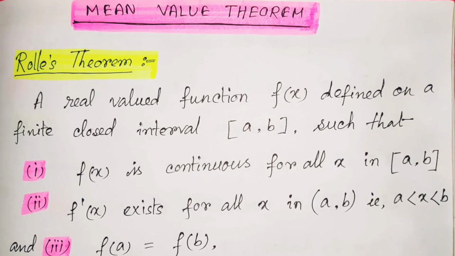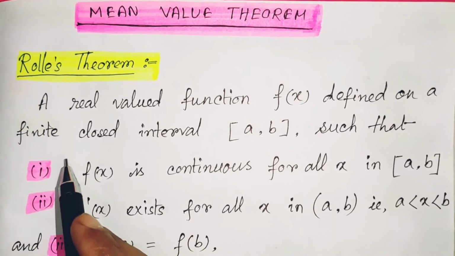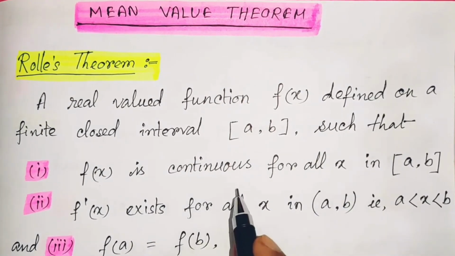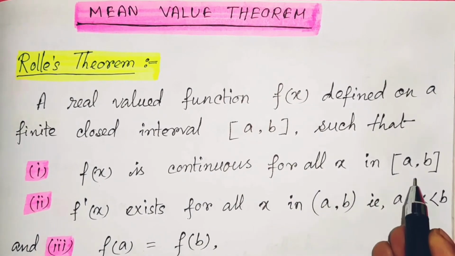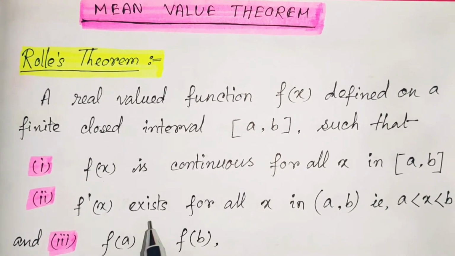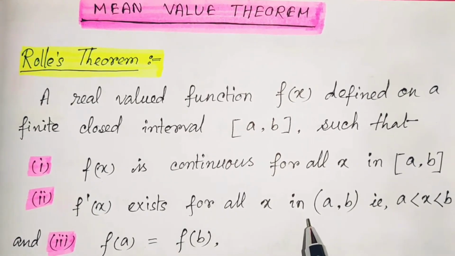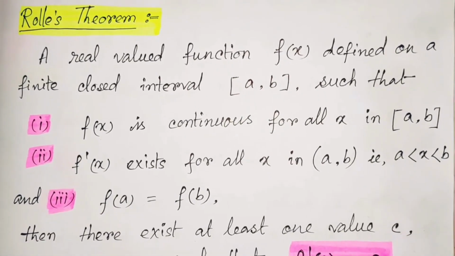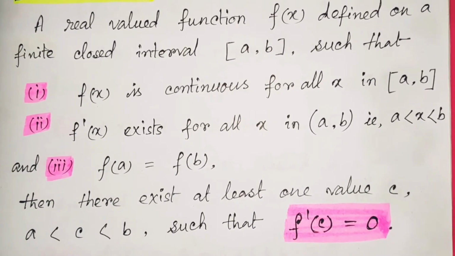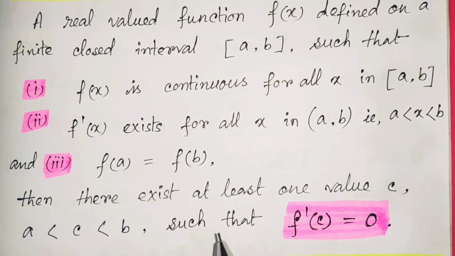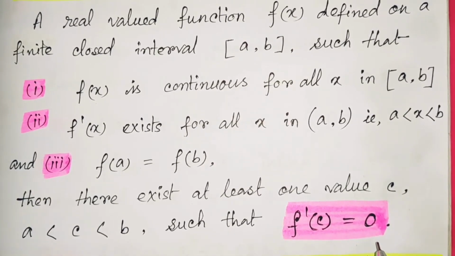In the statement it says that a real valued function f(x) is defined on a finite closed interval [a, b] such that f(x) is continuous for all x in [a, b], that is, the closed interval [a, b]. If f'(x), that is the derivative of the function, exists for all x in the open interval (a, b) and f(a) equals f(b), then there exists at least one value c lying between a and b such that f'(c) equals 0.